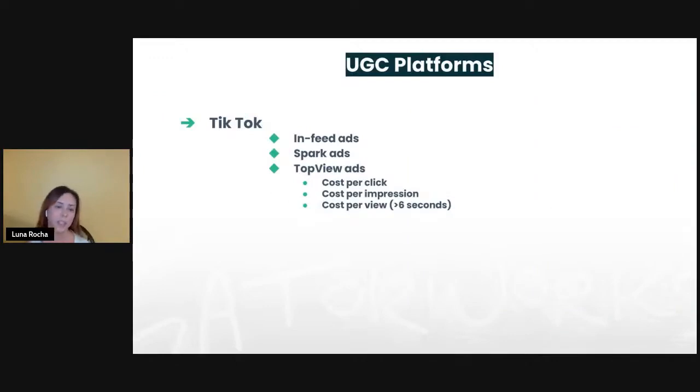So similarly, TikTok also has in-feed ads. They also have Spark ads, which you can think of as basically their equivalent of a Facebook boost, because it's a way to create an ad out of your pre-existing content that has maybe some viral potential. They also have top view ads, which is the first thing that populates when a user opens the app. And these also run on a cost per click, cost per impression, or cost per view model, and that's something you can set up when you're setting up the ads.